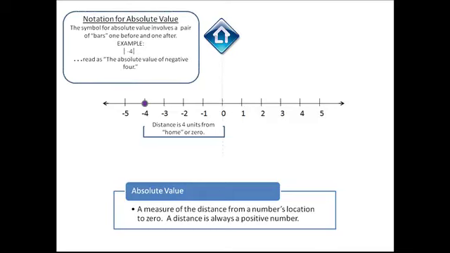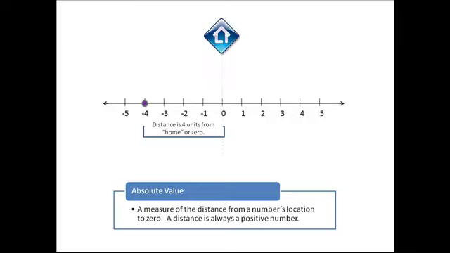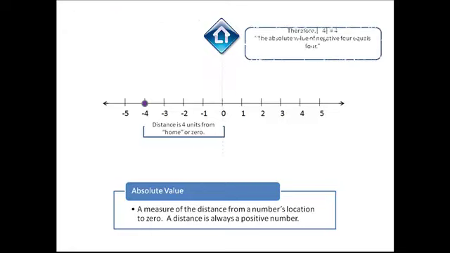Notation. The symbol for absolute value involves a pair of bars, one before and one after. You can see an example, a bar, then a -4, and then another bar. And this is read as the absolute value of -4. So from our number line, we can write an expression, an equation, that shows that the absolute value of -4 equals 4.